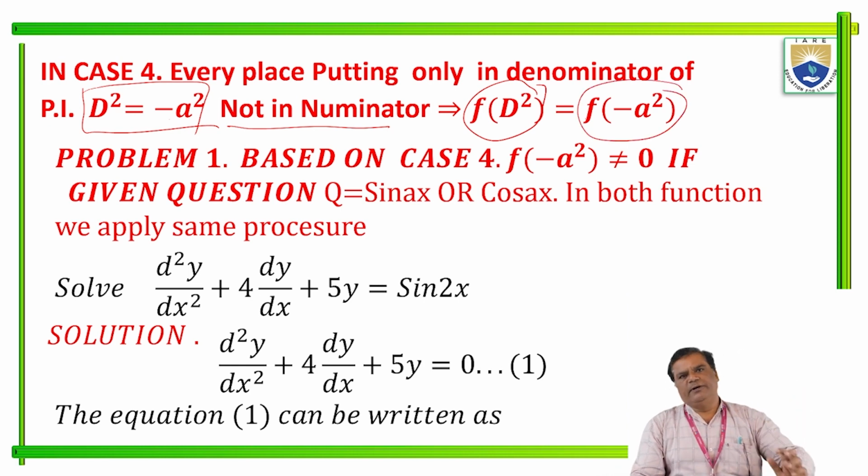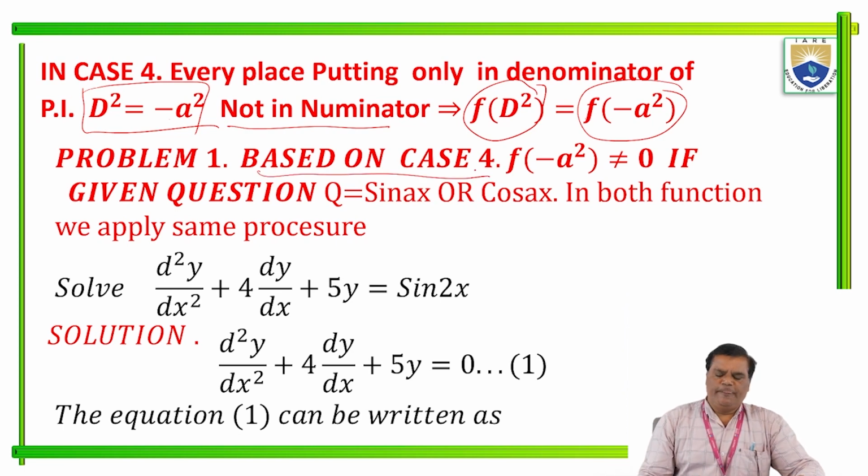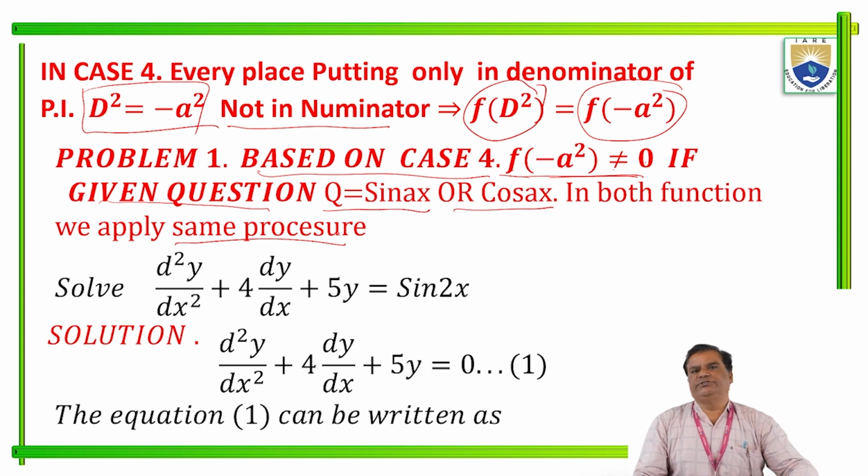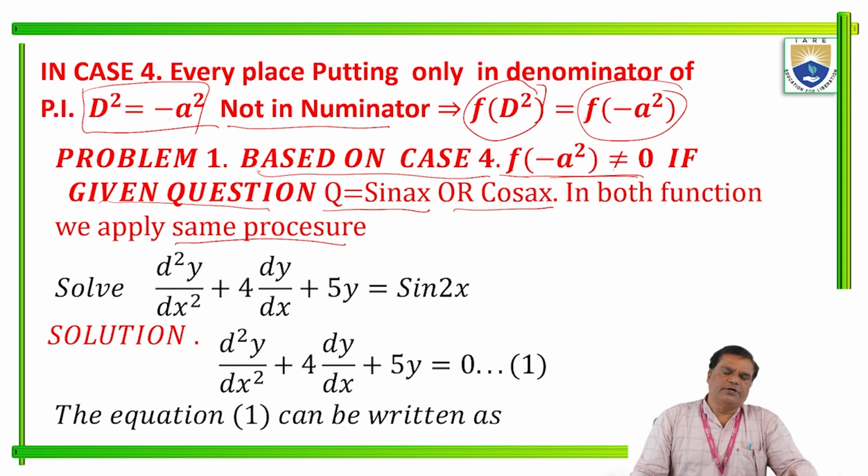So here I am solving one problem based on case 4. F(minus a square) is not equal to 0. This is the condition. If putting d square equal to minus a square, the total denominator must not be equal to 0. Then we apply this formula. If the denominator is 0, then this method does not work, and the method will be changed. If the given question has q equal to sin ax or cos ax, in both functions we apply the same procedure.